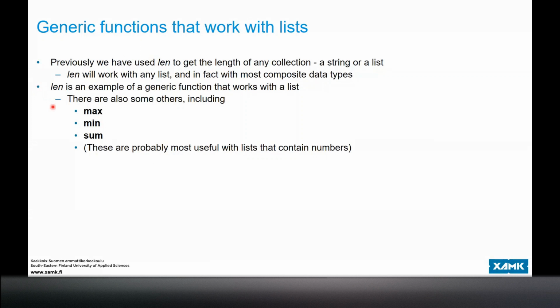There are some other generic functions. For example, max, min, and sum. So max returns you the maximum value of a list, min returns you the minimum value of a list, and sum gives you the sum of all the elements on the list. And probably these are most useful with lists that contain numbers. That's not to say you can't use them with lists that have other things besides numbers. It will give you some result. It might just not be one that you expect it to be. So probably this is most useful with numbers only.